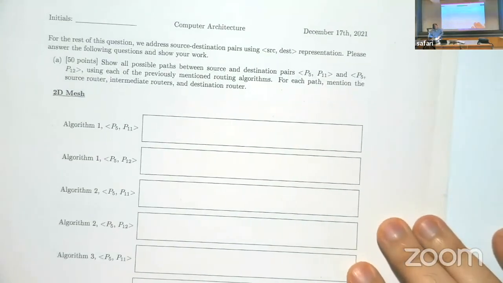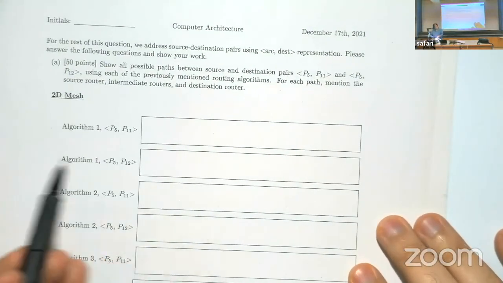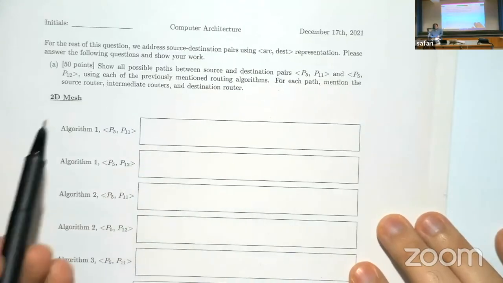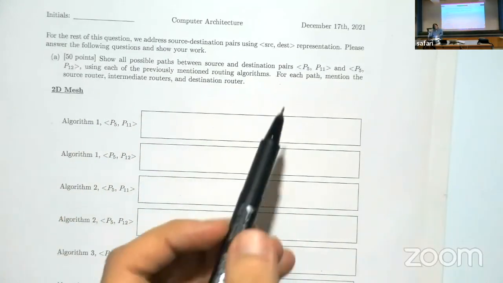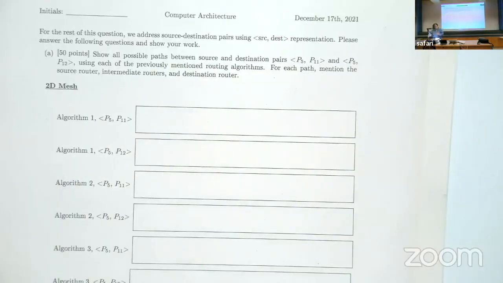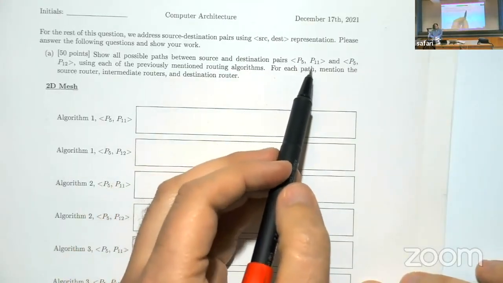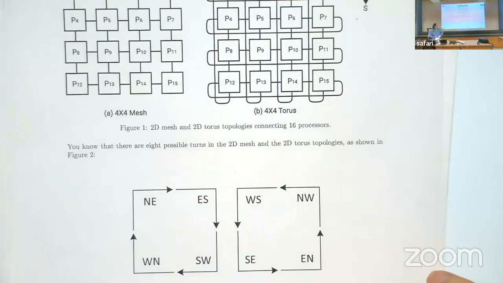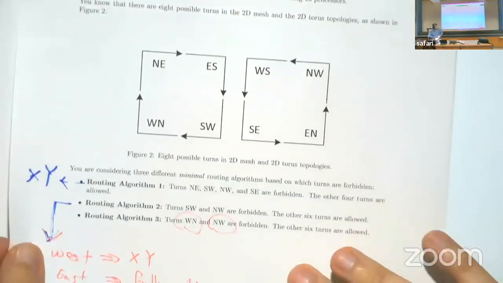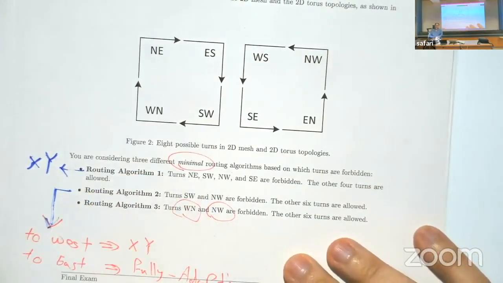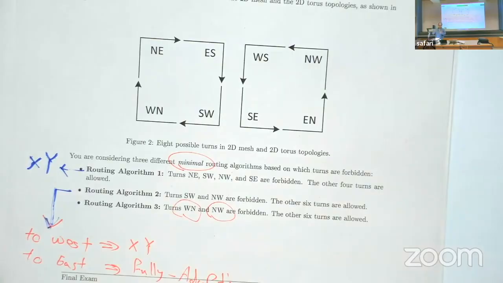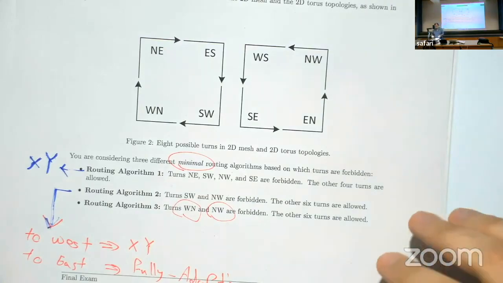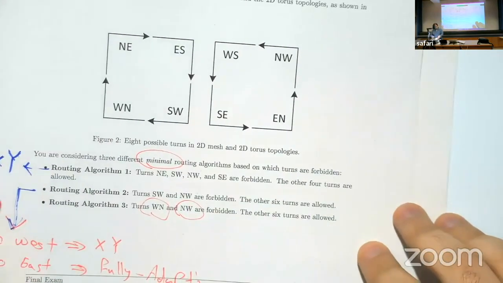So the first part, we are going to basically write some paths. We have 2 different source destination pairs from processor 5 to processor 11. Oh, also recall that these routing algorithms should be minimal routing. Do you know what it means, minimal routing algorithm? Which means that we need to take the minimal number of hops from the source to the destination. It is important actually to consider.